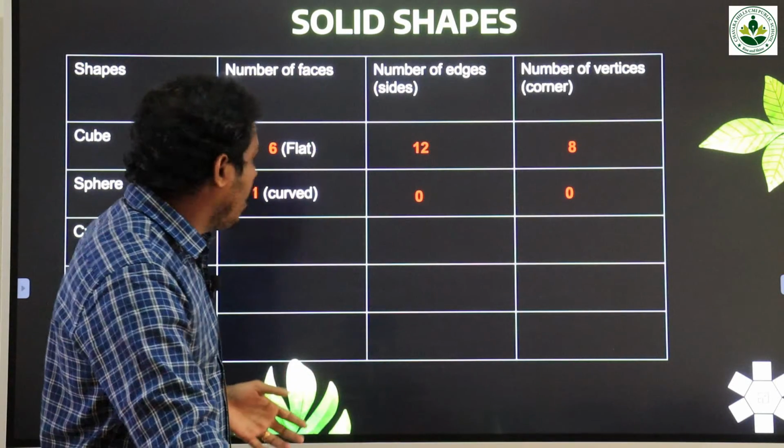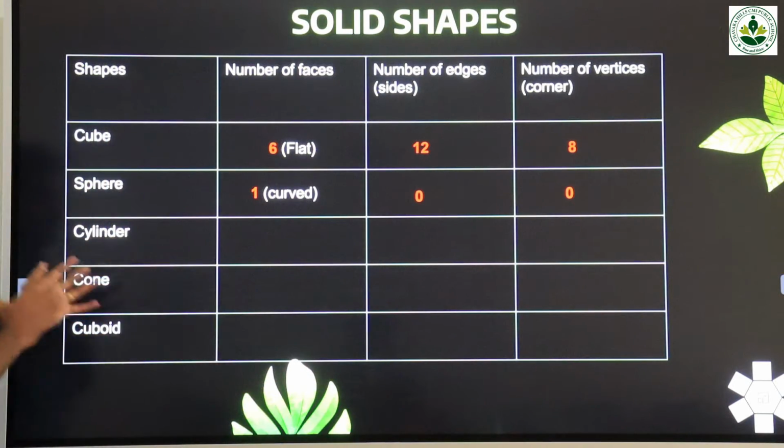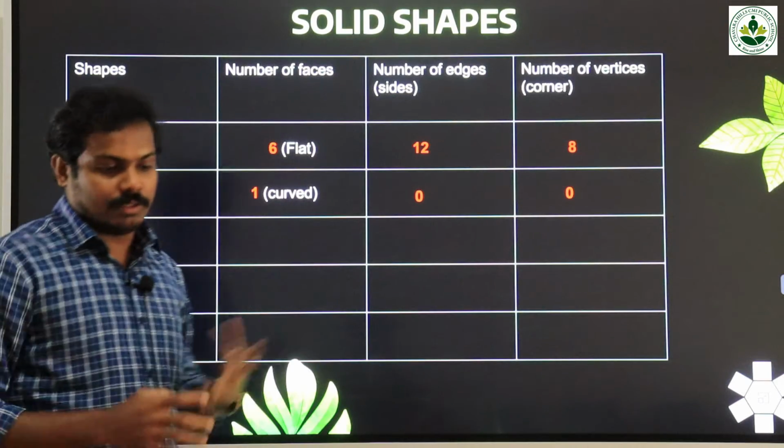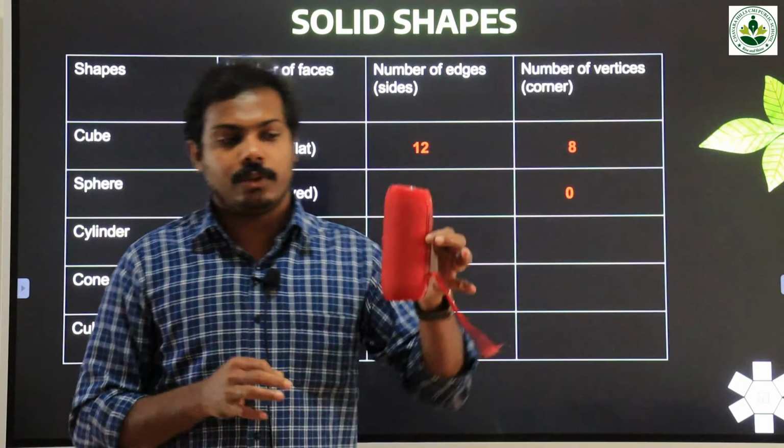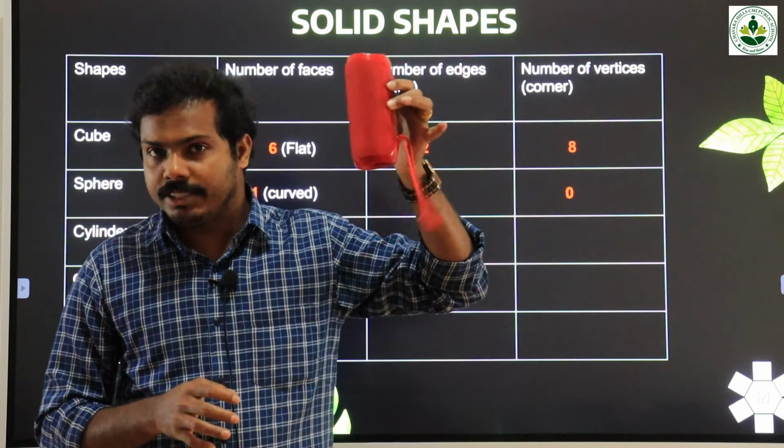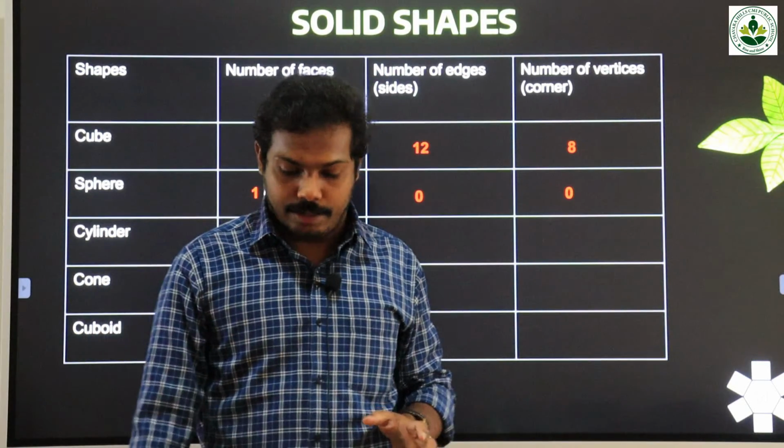Next solid shape is cylinder. What is a cylinder? Here, this one. Its shape is a cylindrical shape.